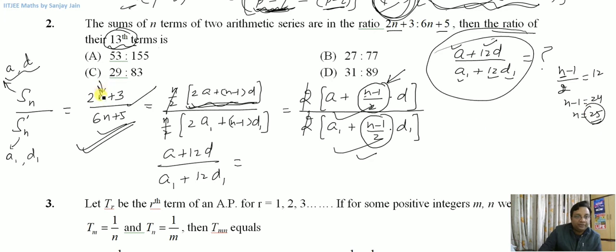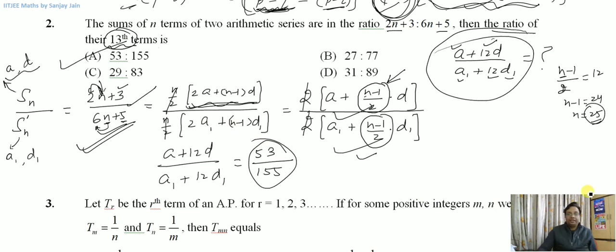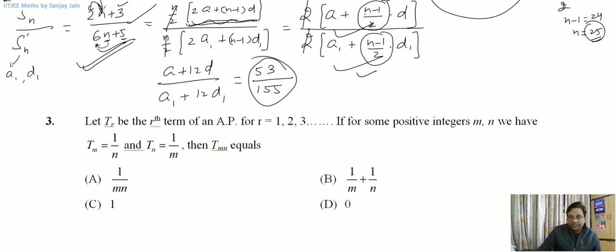Okay, so 25 into 2 is 50, 50 plus 3 is 53, divided by, n is 25, 25 into 6 is 150, 150 plus 5 is 155. So the answer option is option A. I hope I've been able to explain it correctly.